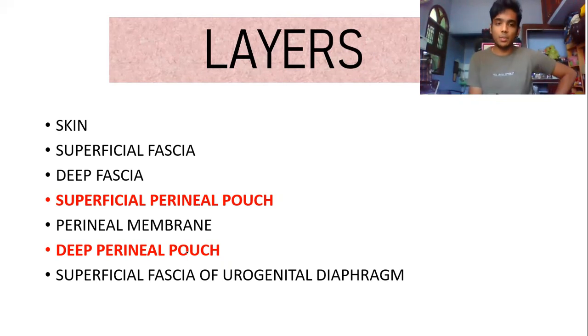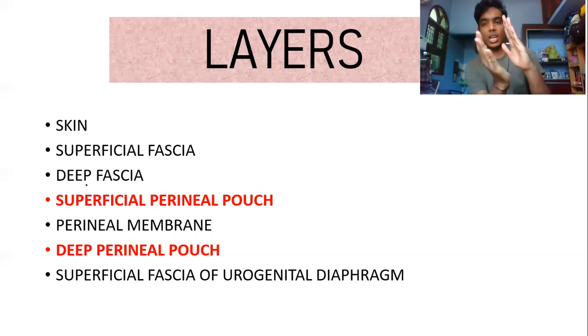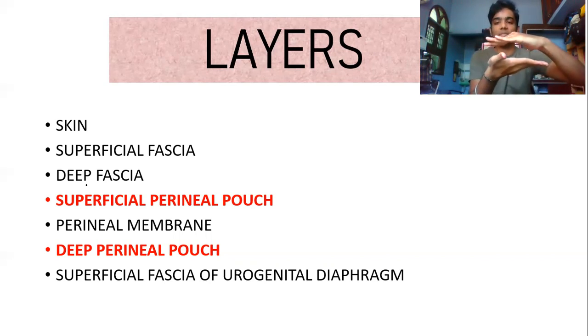What are the boundaries of the superficial perineal pouch? Yes, it is sandwiched between the deep fascia and the perineal membrane, right? So first I will have the skin, I will reflect the skin, I will have the superficial fascia, reflect the superficial fascia. I will have the deep fascia, reflect the deep fascia. I find a space that is called the superficial perineal pouch, right? And on the other side of the superficial perineal pouch, I have got the perineal membrane. So this is the superficial perineal pouch. It is bounded above by the deep fascia and below by the perineal membrane, right?